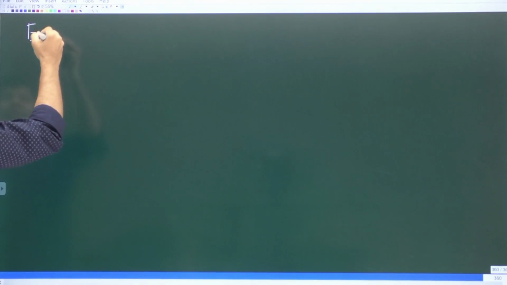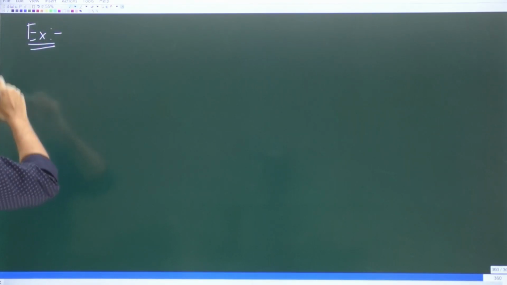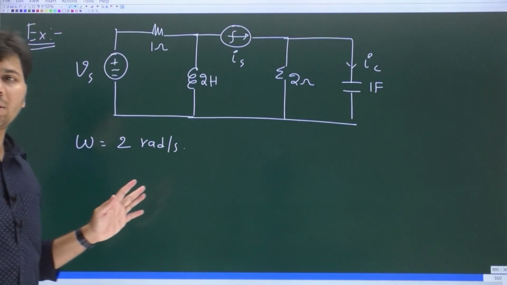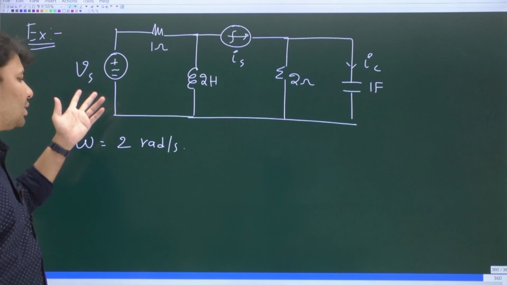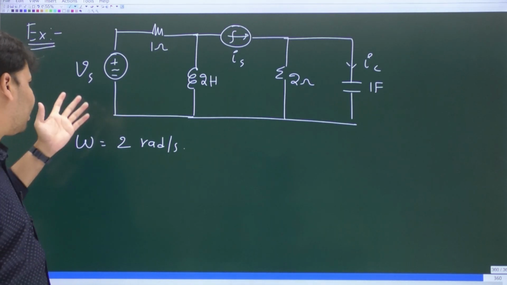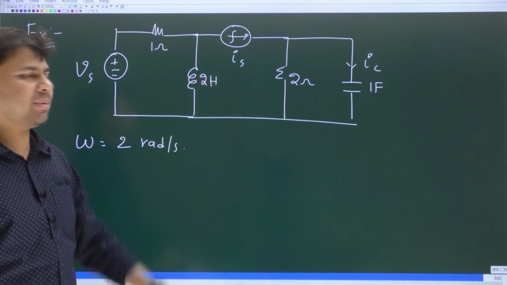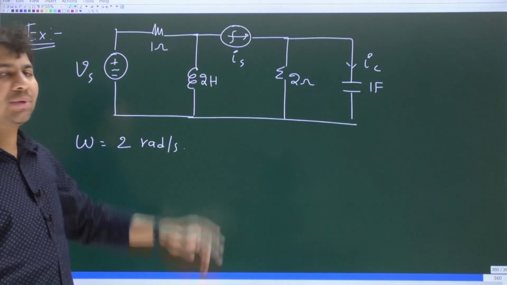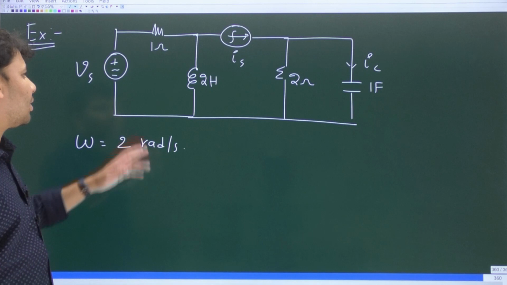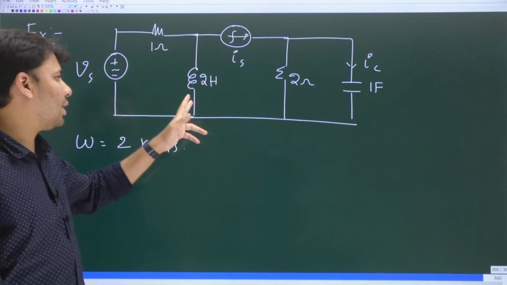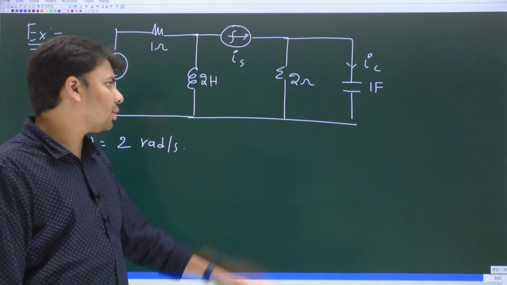Okay, let's take up another simple example. There is a network which contains two sources. One is a sinusoidal voltage source denoted by Vs. The other is a sinusoidal current source denoted by Is. Apart from the two sources, we also have some passive elements: two resistors, one inductor and one capacitor.